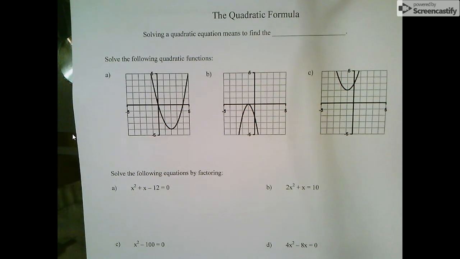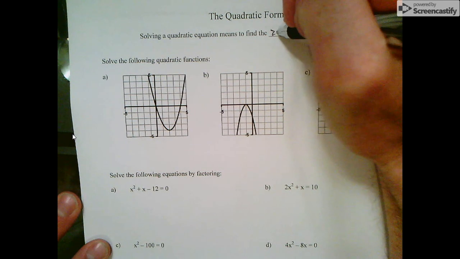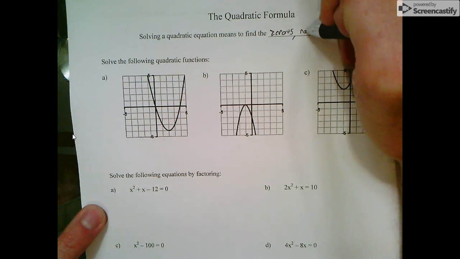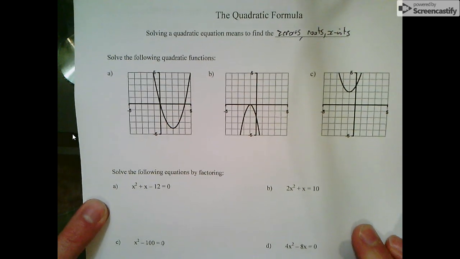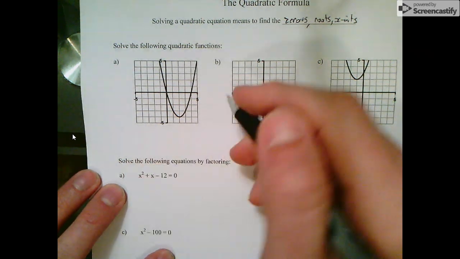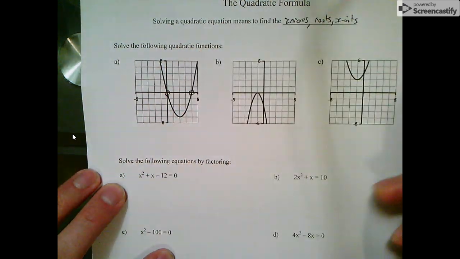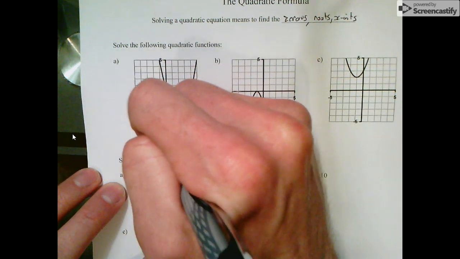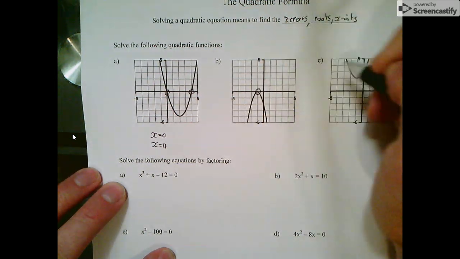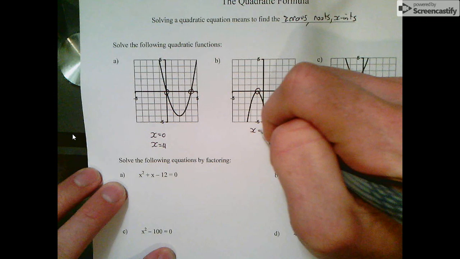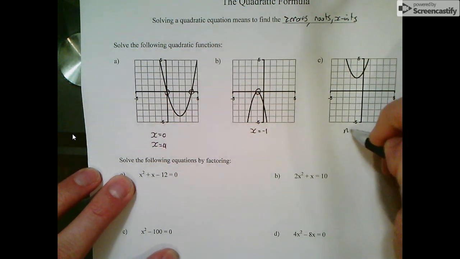And the quadratic formula is a formula you can use to solve quadratics when you can't factor them or you can't graph them easily. So first of all, solving a quadratic means to find the zeros or the roots or the x-intercepts. They all mean the same thing. And to solve these quadratics when they're graphed for you, it's super easy. You just state the x values of the x-intercepts. So that's x equals 0 and x equals 4 for the first one. Right here, it's just one answer, so there's x equals -1. And here there's no x-intercepts, so there's no solution.